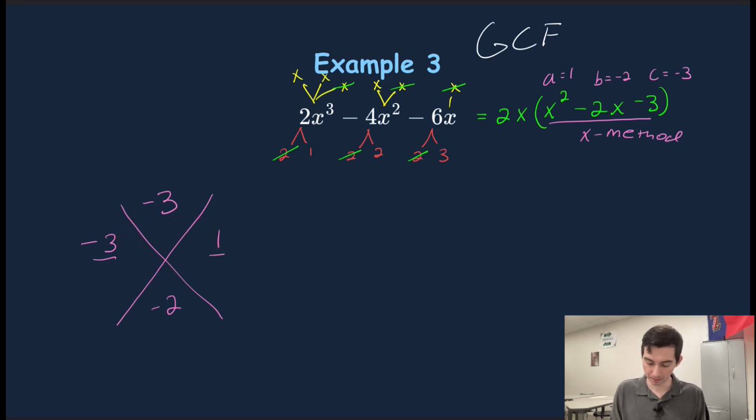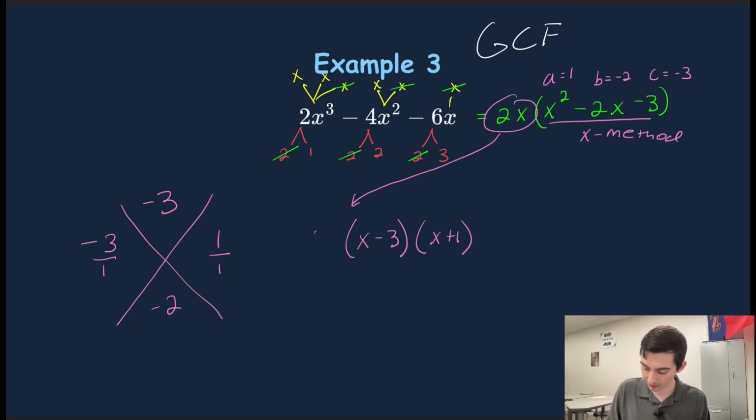Now let's divide both of these by my first number, my a, which is 1. And so my factors, I get 1x minus 3, and I get 1x plus 1. And like I said, we're going to take my GCF and just put that at the front. So this would be my factored form of this original quadratic.